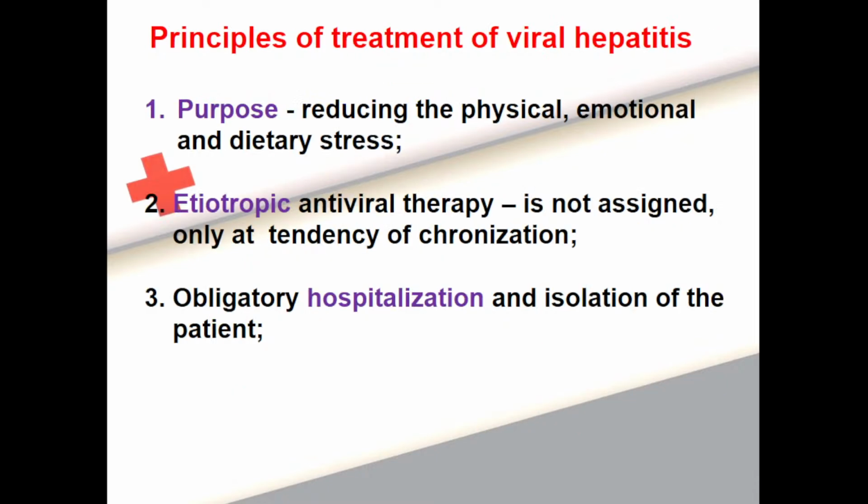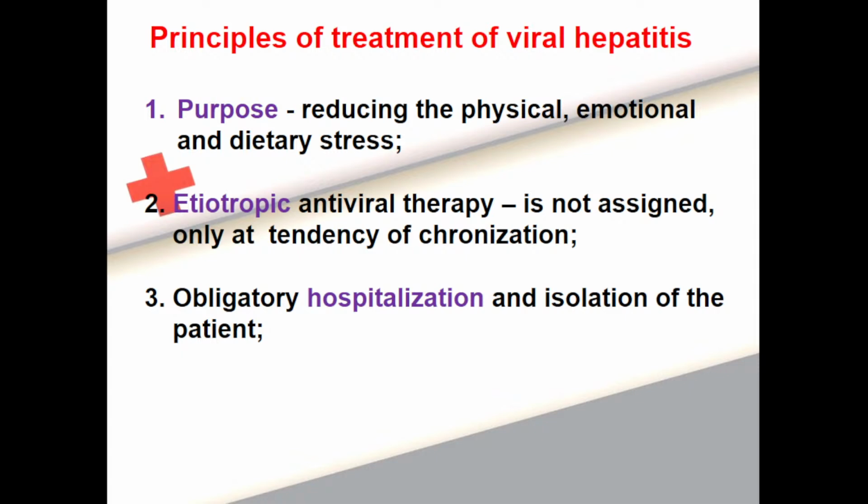Principles of treatment of viral hepatitis. Purpose: reducing physical, emotional, and dietary stress. Etiotropic antiviral therapy is not assigned, only if there is a tendency to chronicity. So usually it will not be in at least the first 3 months. It will be at least 4 months of treatment, or maybe half a year after the start of the disease, when there is a tendency to chronicity, then you may prescribe antiviral therapy.